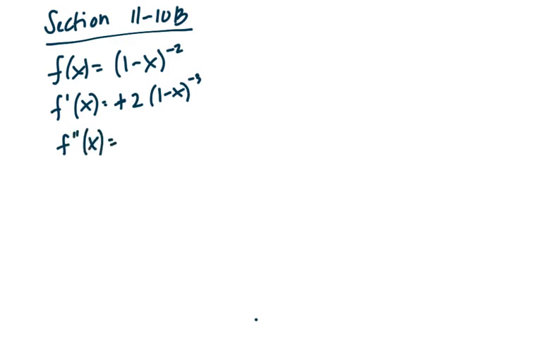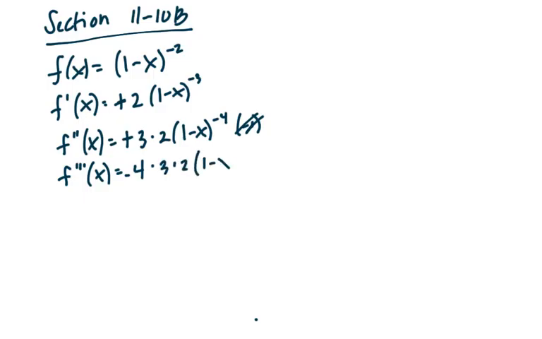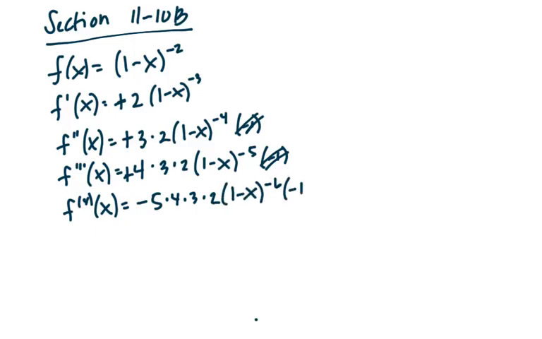Then the second derivative, we multiply negative 3 times 2, 1 minus x to the minus 4 times negative 1. And again, we can make it a positive. And then the third derivative, we have negative 4 times 3 times 2 times 1 minus x to the minus 5. And again, we can make it a positive because of the chain rule negative 1. And the fourth derivative would be negative 5 times 4 times 3 times 2 times 1 minus x to the negative 6. And our negative 1 turns to positive.